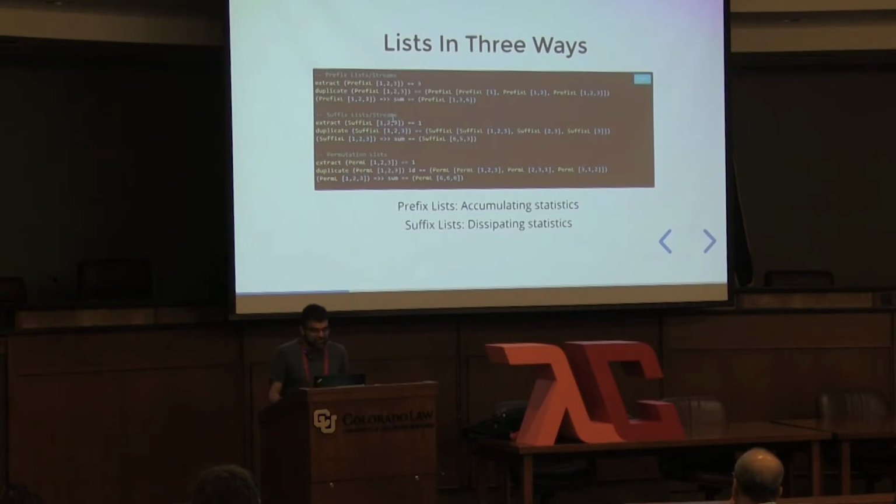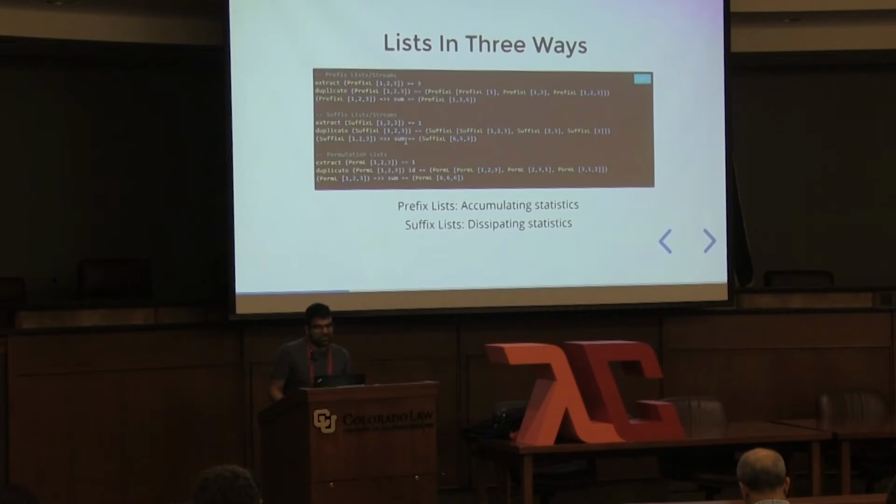What this is useful for is for any summary statistic you have, sum, mean, median, something more complicated involving signal processing and a stream of data, you automatically get the accumulating version by using this extend on a prefix list. Whereas if you were to use it on a suffix list, you automatically get the dissipating version.